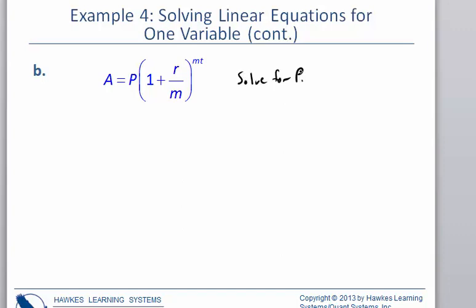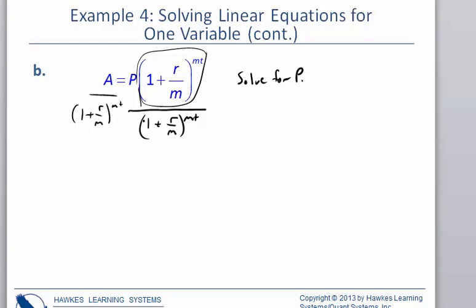So to begin, we want P by itself, so we need to get rid of all of this. And so I can do that by dividing. Since it's attached to the P with multiplication, I can divide both sides of the expression by this quantity. Now, in actuality, at this point, we have solved it for P. I'm going to flip it around, so I'm going to say P is equal to A, and then in the denominator, we have 1 plus R over M raised to the MT power.